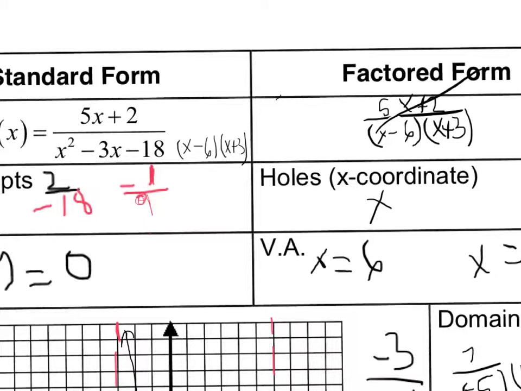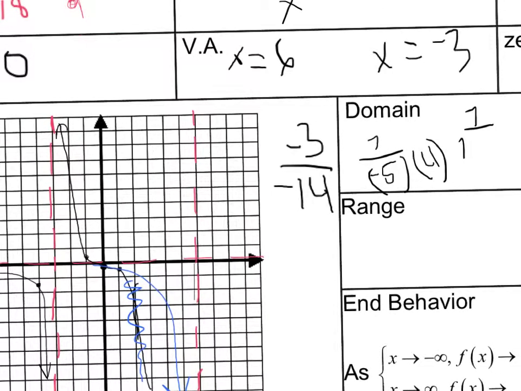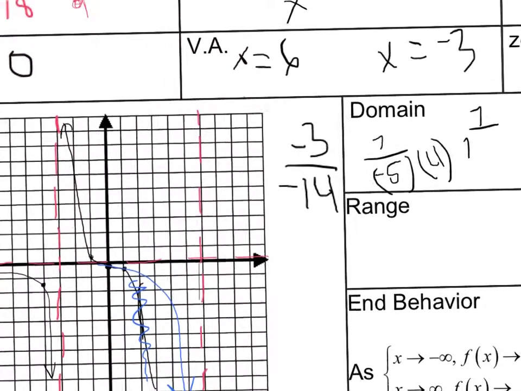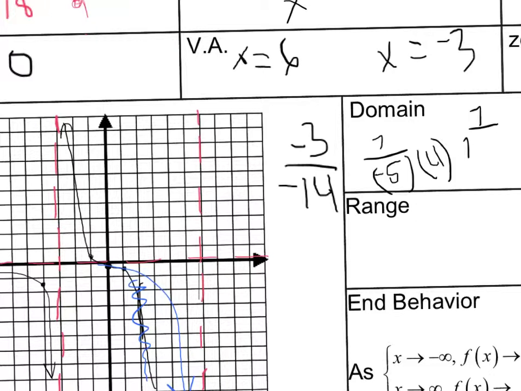5 times 7 is? 35. Plus 2. 37. So 37 on top. Over 7 minus 6 would be? 1. 7 plus 3 would be? 10. So 37 over 10, so 3.7. So then it's 7 and then 3.7. Isn't 7 over here? Okay. So you just try to graph something that would come so close to the asymptotes. So there it is. Okay, makes sense?